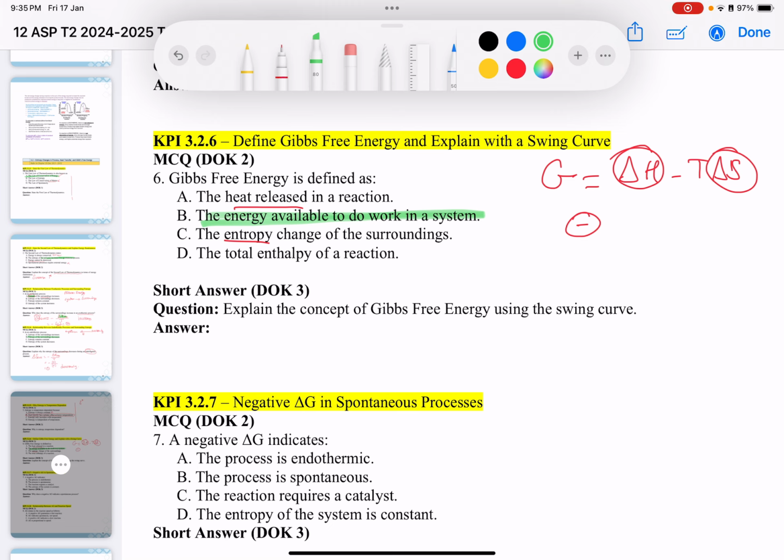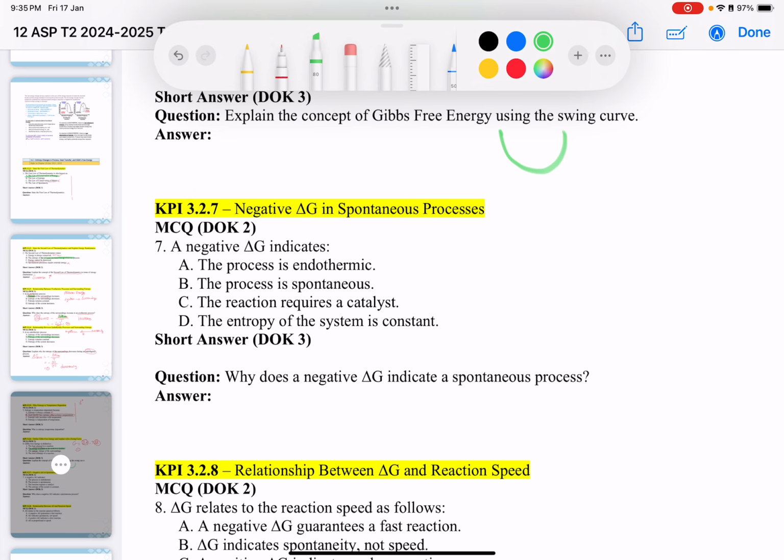Explain the concept of Gibbs free energy using the swing curve. This swing curve will only show you the places of delta G where the reaction becomes more and more spontaneous. The more negative it is, the more spontaneous it is. I will explain again the signs of delta H and delta S to see when the process depends on temperature, to see how the Gibbs free energy changes.